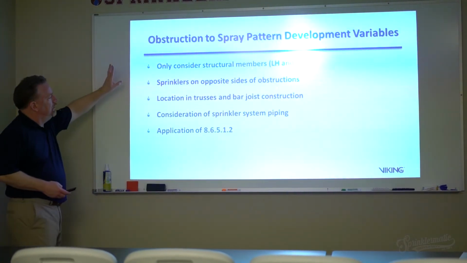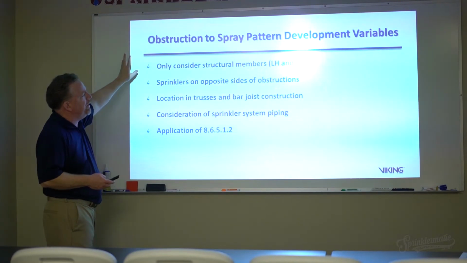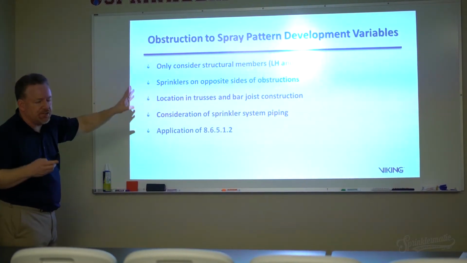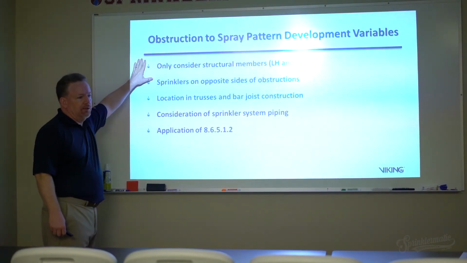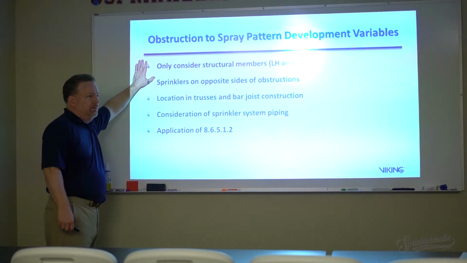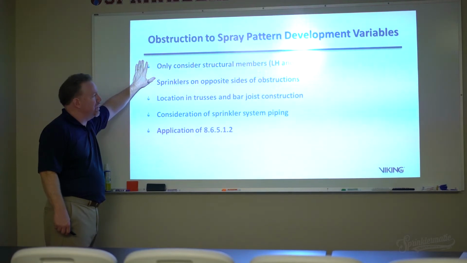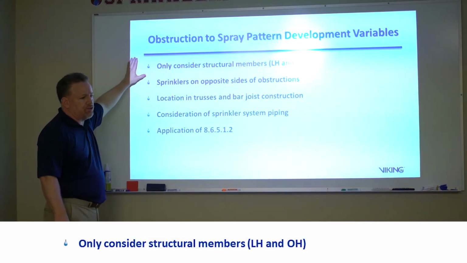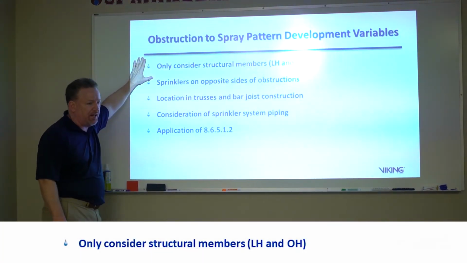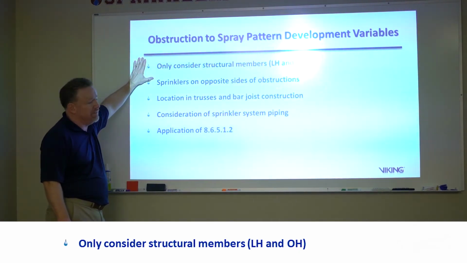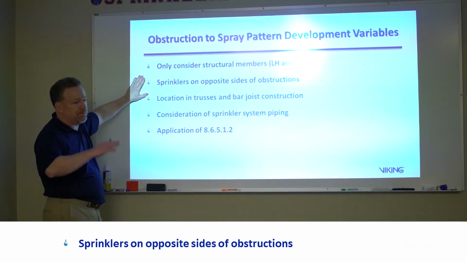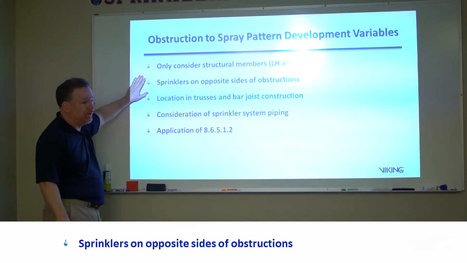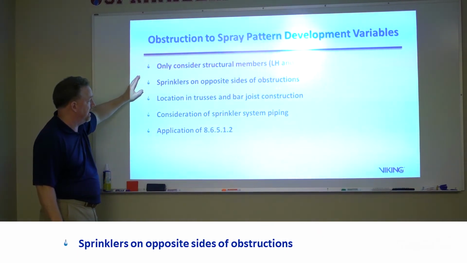So, obstruction to spray pattern development variables. Okay, here's some things that as we're going through this, we need to consider when we're looking at obstructions. First of all, only consider the structural members in light hazard and not ordinary hazard. You're only looking at the structural members, right, when we're applying these obstruction rules. Sprinklers on the opposite sides of the obstructions take care of the whole thing. We don't have to apply any of those rules if we're going to do that.